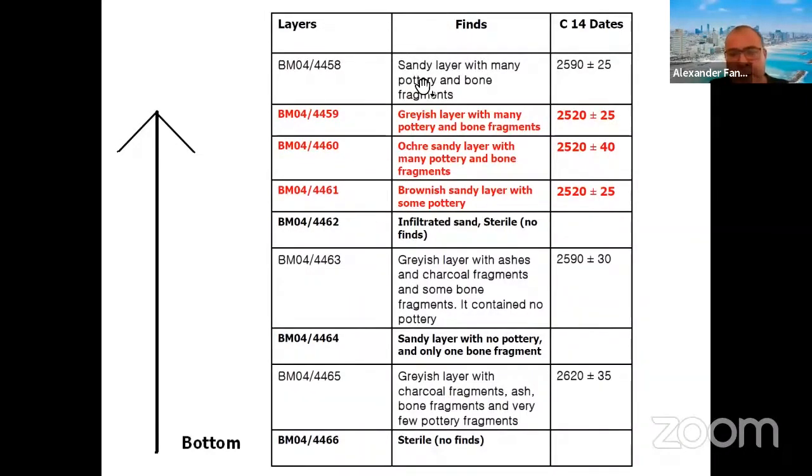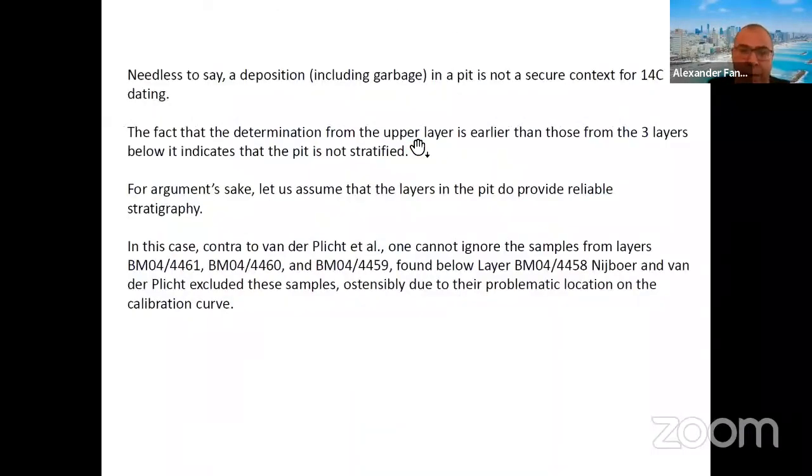But presumably, the dates here are much higher than they're supposed to be based on the conventional Aegean chronology. The problem is that these 3 dates here, just beneath, were taken out of calculation by Van der Plicht, Nieboer, and others who conducted this analysis.